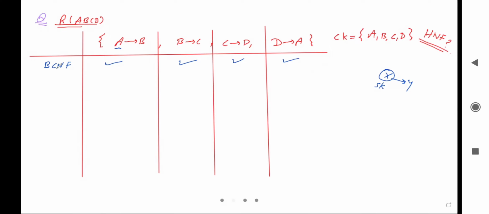So it is in BCNF means it is also in 3NF, right? So what about 3NF? It is also in 3NF.